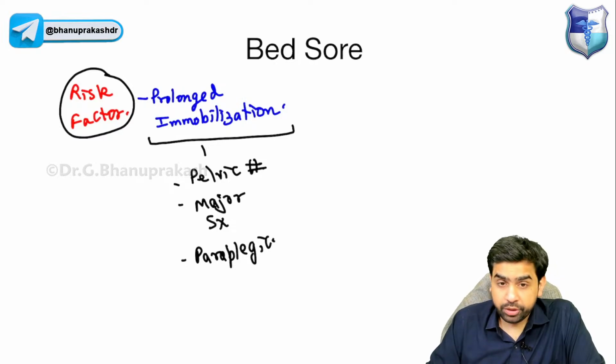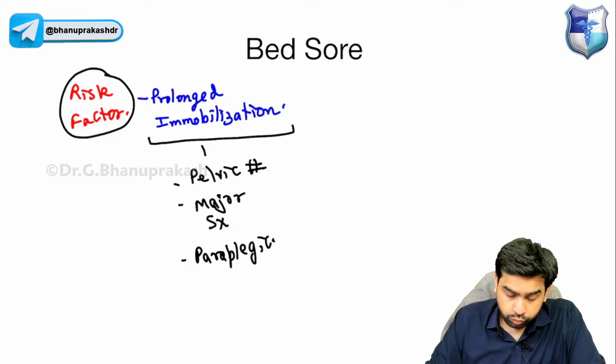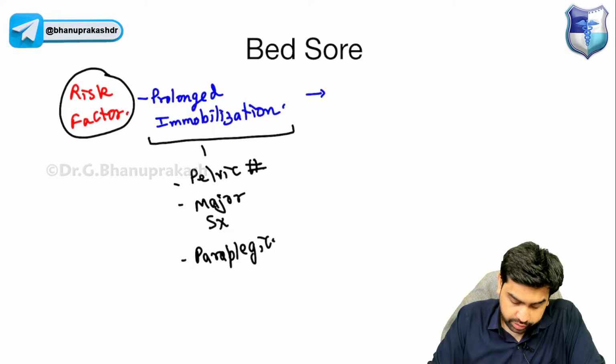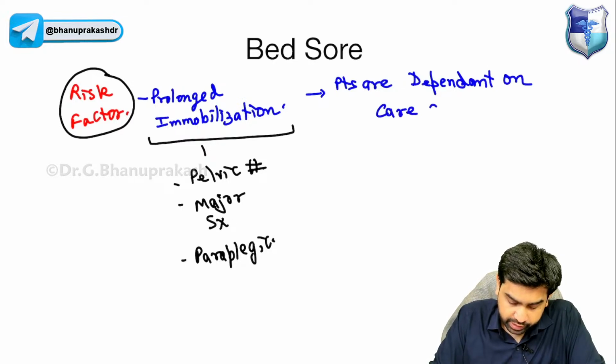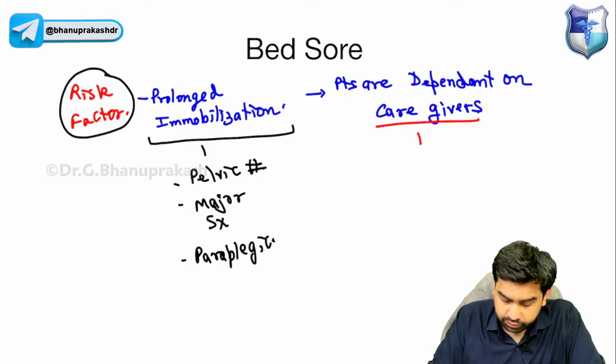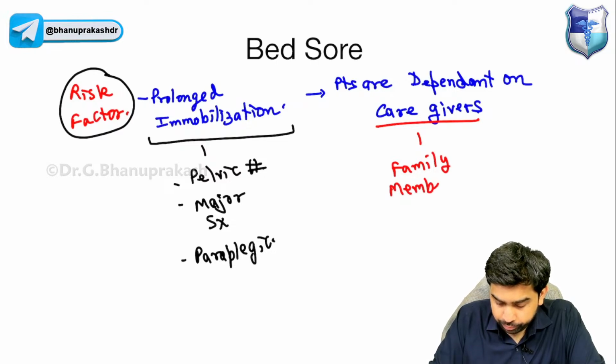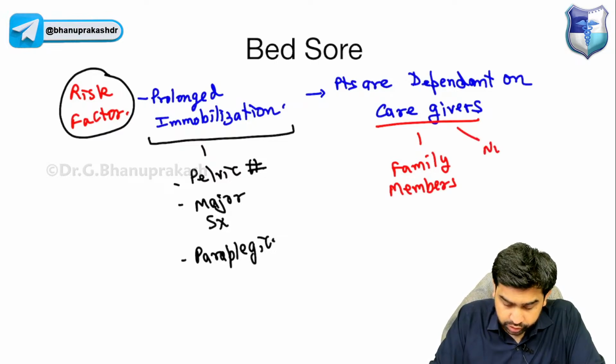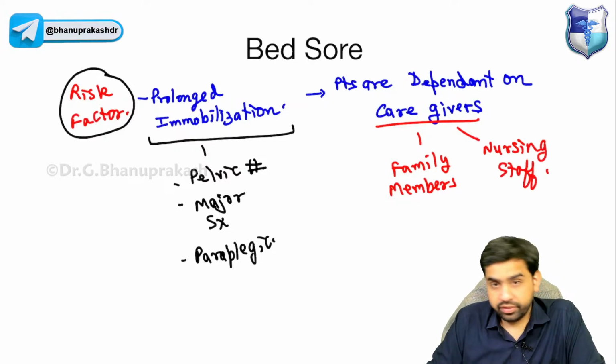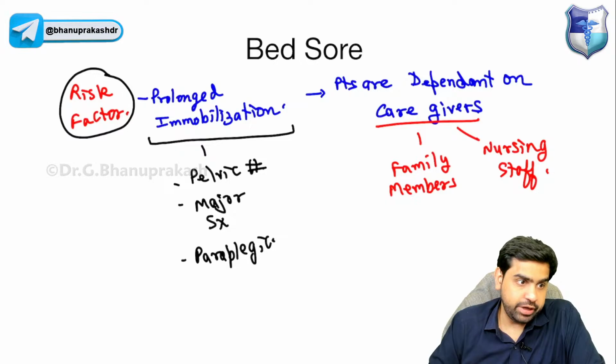If all the patients are immobilized, what happens is that they are dependent on caregivers. So who are these caregivers? Caregivers are the family members and the nursing staff. Are you understanding my point? So patients are basically dependent on them.